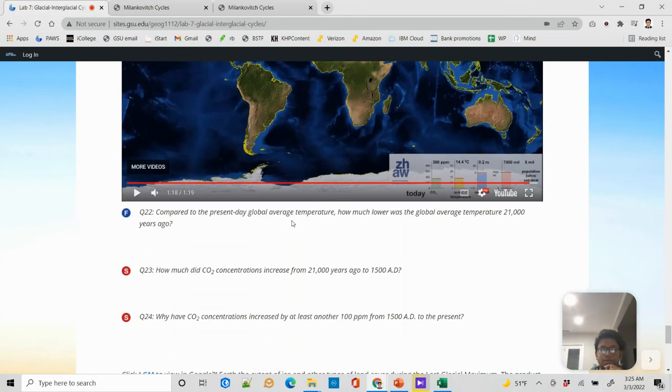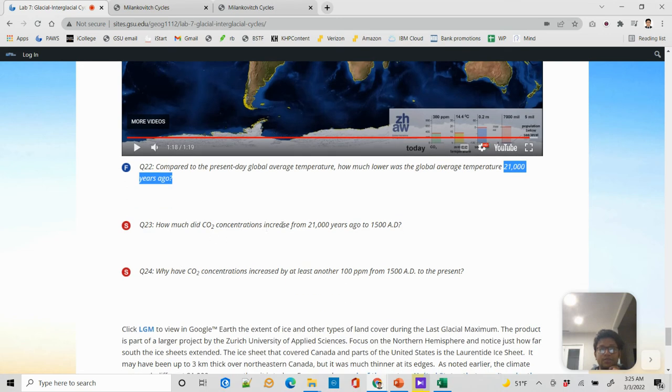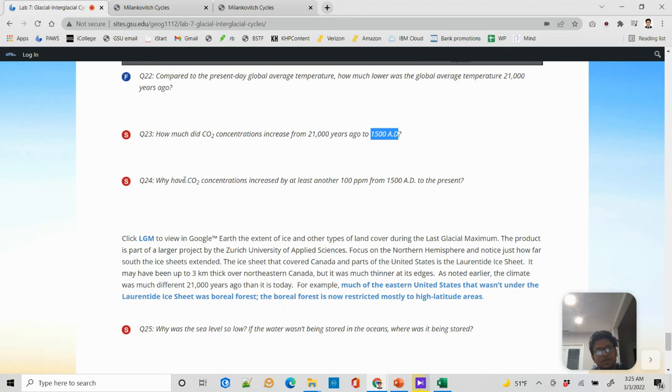So compared to the present day global average temperature, how much lower was the global average temperature 21,000 years ago? 21,000 years ago means 19,000 BC. And then how much did the carbon dioxide decrease from then to 1500 AD? So 21,000 years ago means 19,000 BC, and you need to measure the carbon dioxide concentration from that time. Then you go to the point of 1500 AD in the video and follow the carbon dioxide concentration and get the difference as well. And why has carbon dioxide concentration increased?